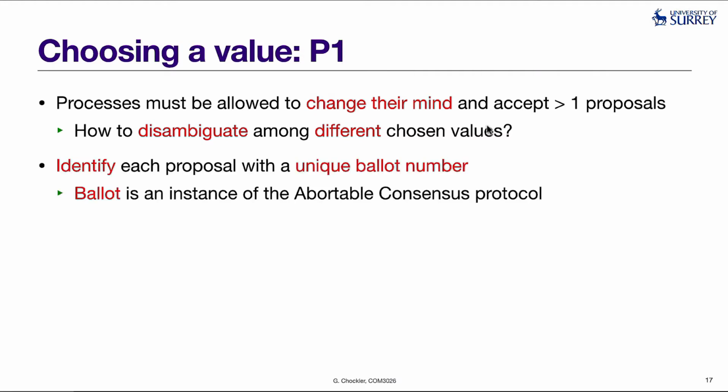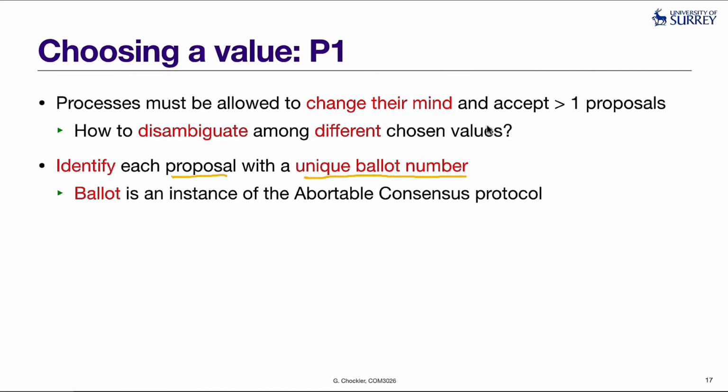And the solution is going to be as follows. We will identify each proposal with a unique ballot number. Recall that one invocation of abortable consensus is called a ballot. These ballots will have unique identities attached to them, so we refer to them as ballot numbers.